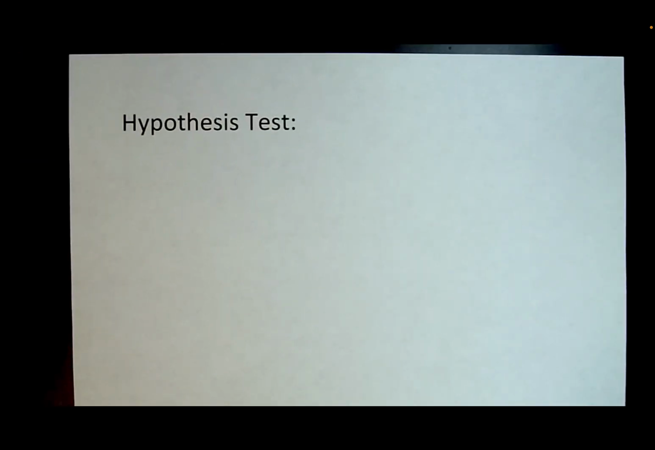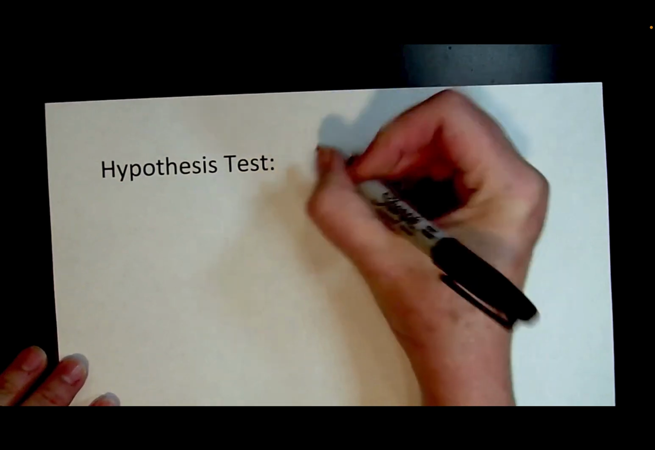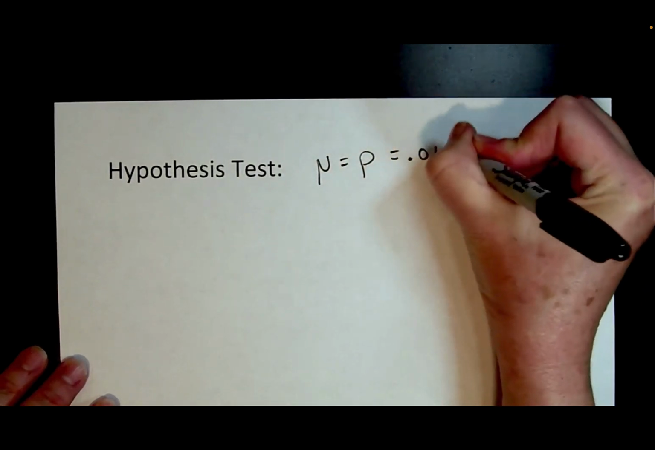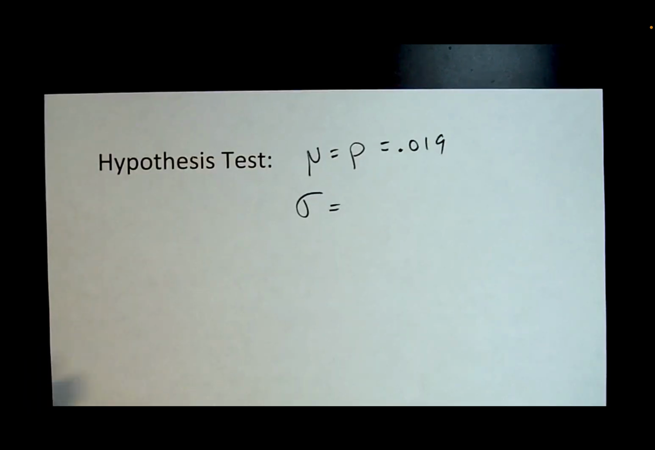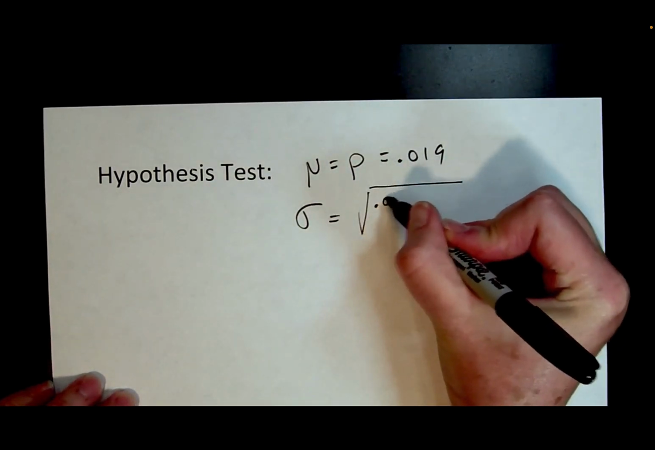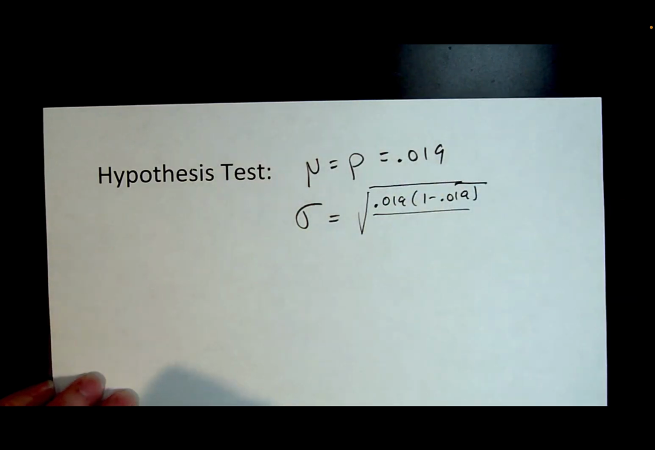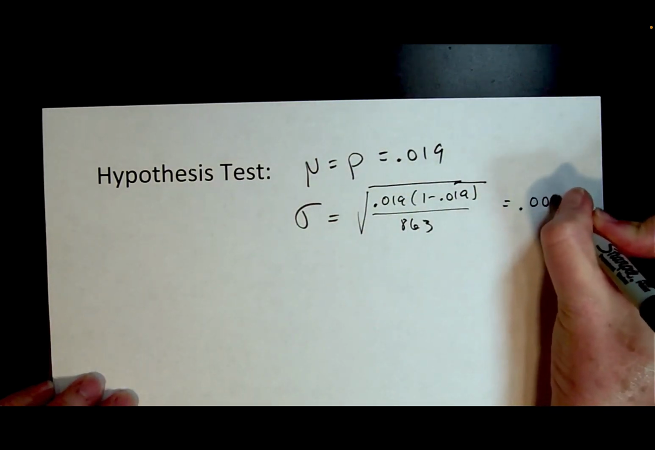Here's the actual hypothesis test. I need to know the mean. So the mean is going to be the same as p, which again we're assuming is 0.019. We're going to need the standard deviation also. The reason we need those is so that we can convert to z values. What is the standard deviation? It's the square root of p times 1 minus p over the sample size, 863. And when I did that on a calculator, I got 0.0046.